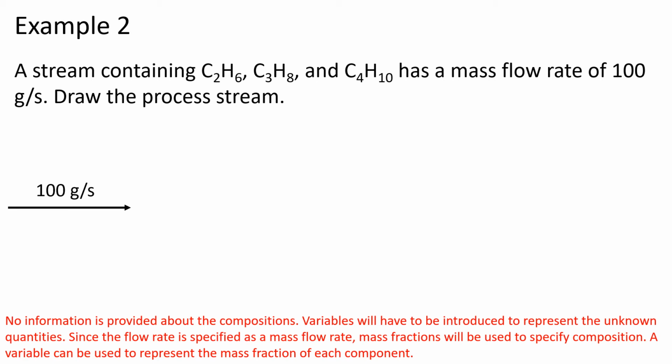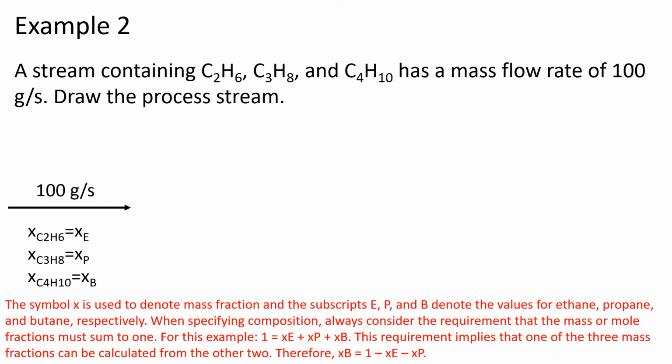The variables will have to be introduced to represent the unknown quantities. Since the flow rate is specified as a mass flow rate, mass fractions will be used to specify composition. A variable can be used to represent the mass fraction of each component. The symbol X is used to denote mass fraction, and the subscripts E, P, and B denote the values for ethane, propane, and butane, respectively.